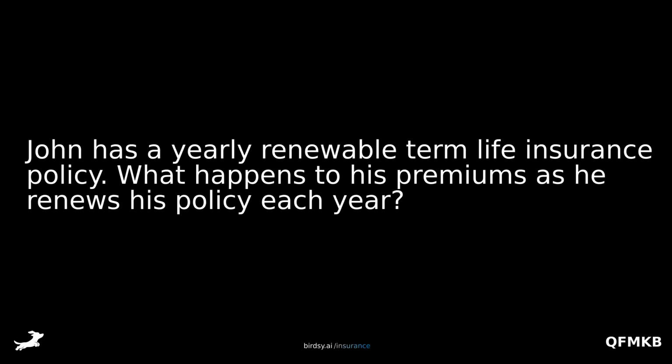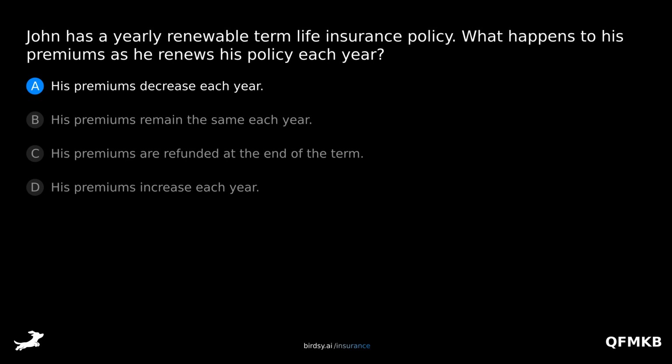John has a yearly renewable term life insurance policy. What happens to his premiums as he renews his policy each year? Is it A, his premiums decrease each year? B, his premiums remain the same each year? C, his premiums are refunded at the end of the term? Or D, his premiums increase each year? The answer is D, his premiums increase each year.